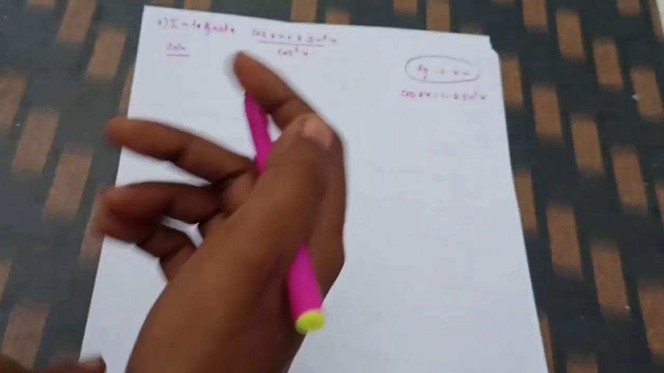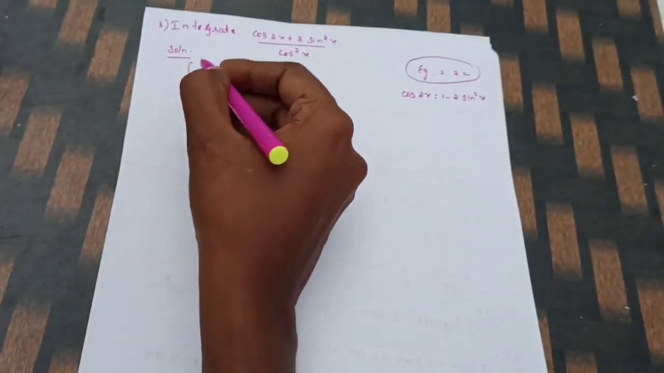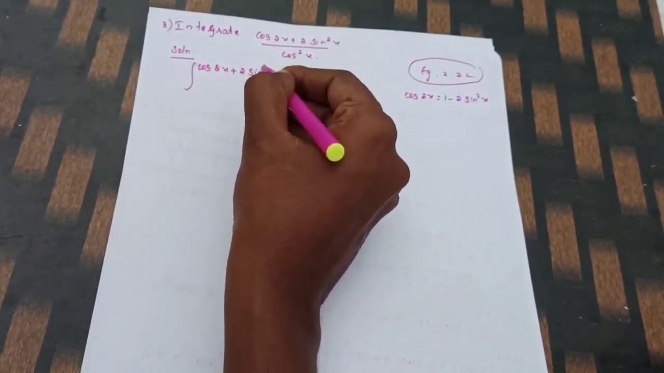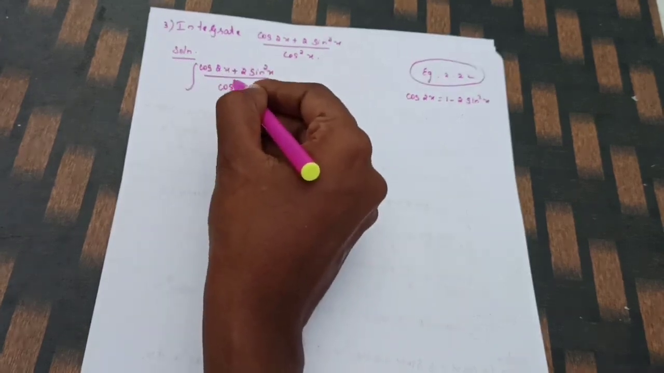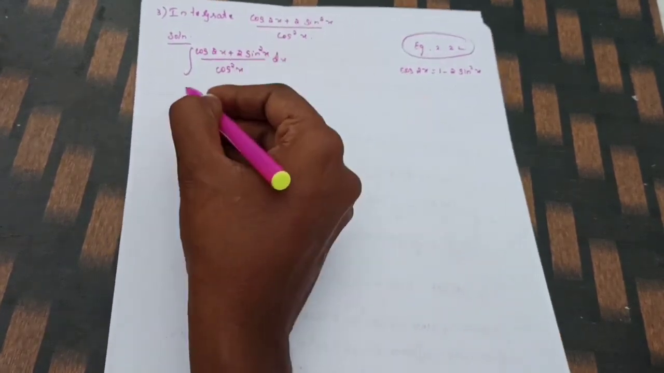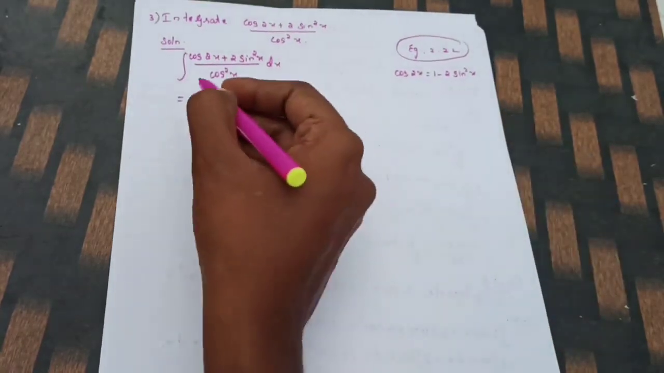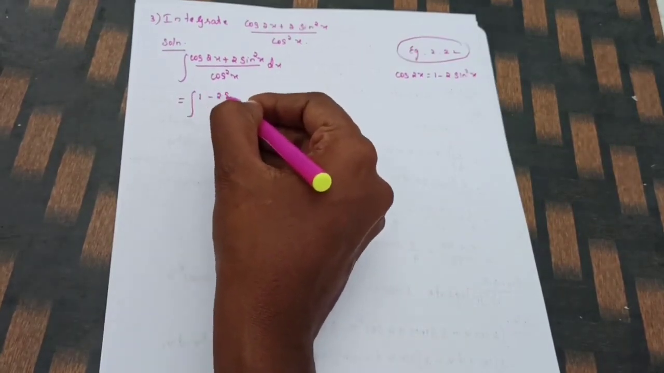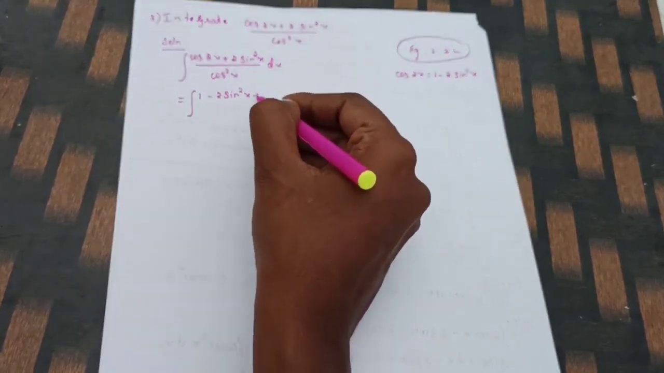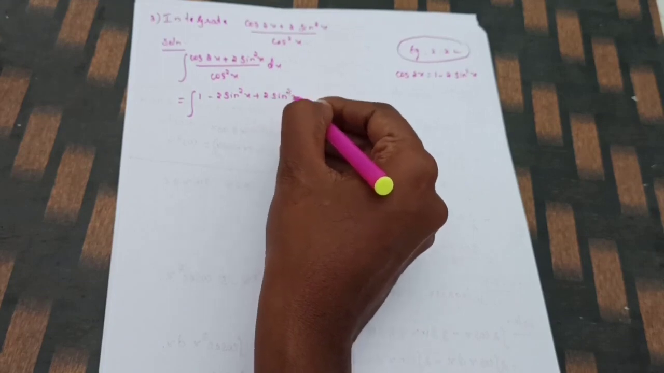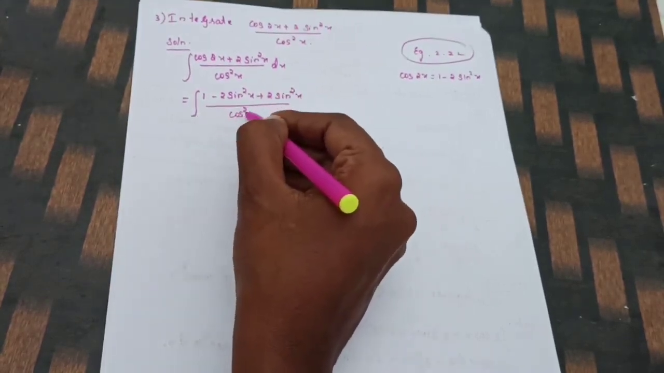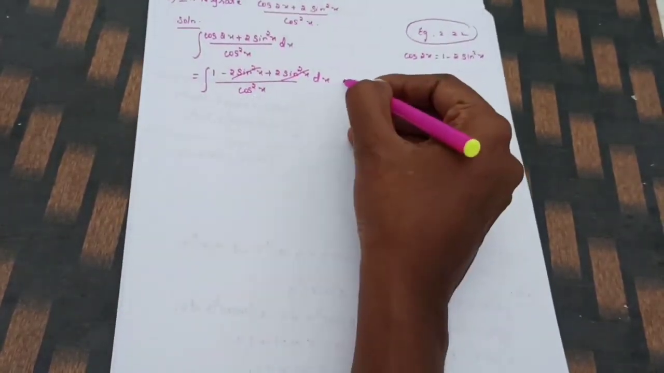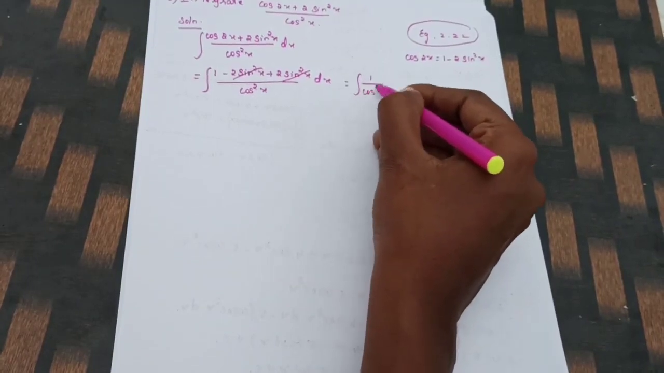Okay, so shall we substitute the formula here? That's equal to the integral of (cos 2x + 2 sin²x) divided by cos²x dx. The formula we are going to use here: substitute in the place of cos 2x this one, 1 minus 2 sin²x, plus 2 sin²x, divided by cos²x dx. So this term and this term will get cancelled. So what's the balance? 1 by cos²x dx.